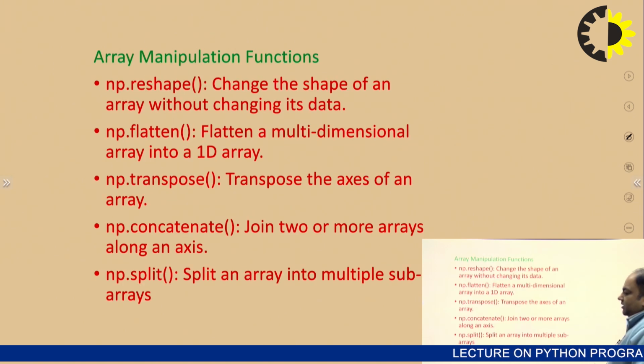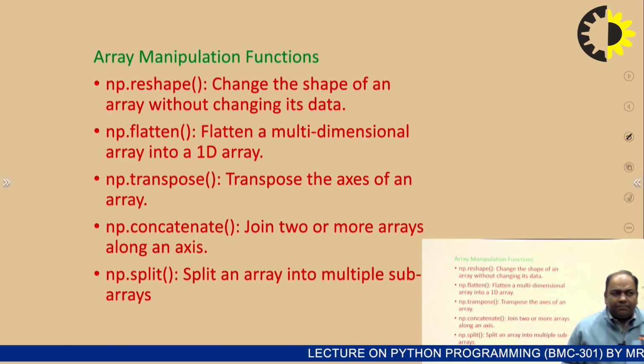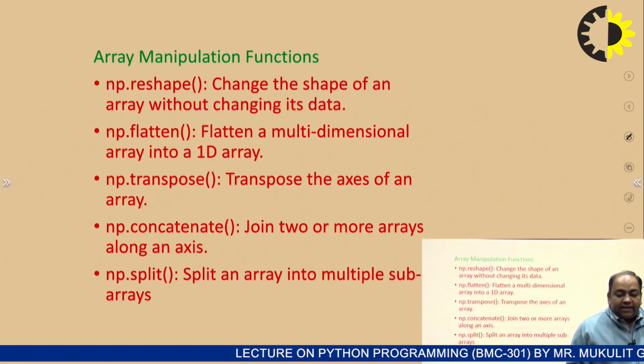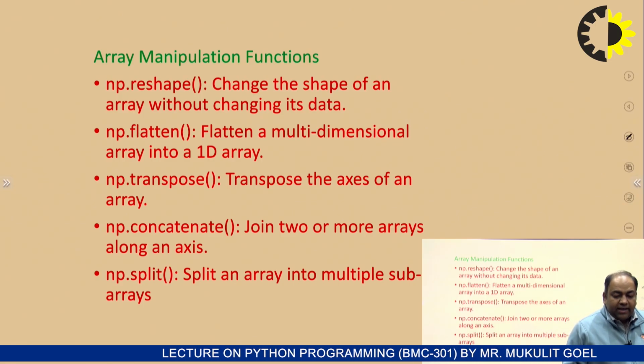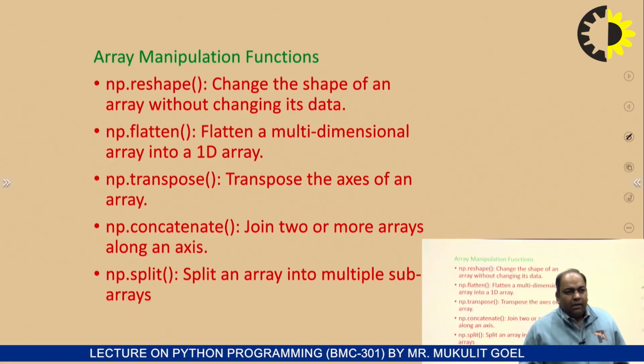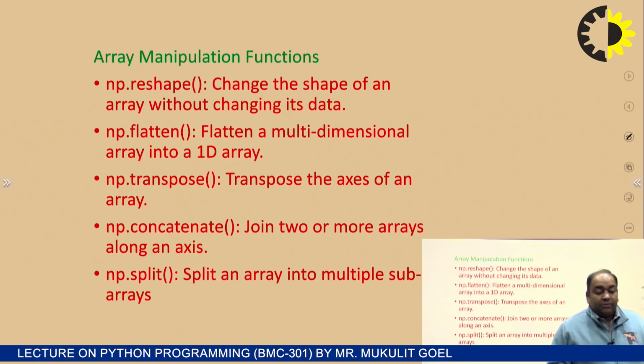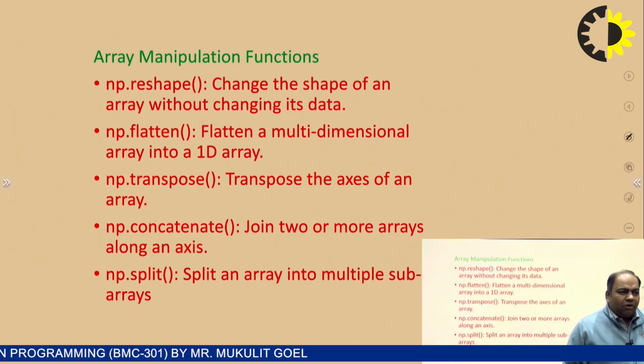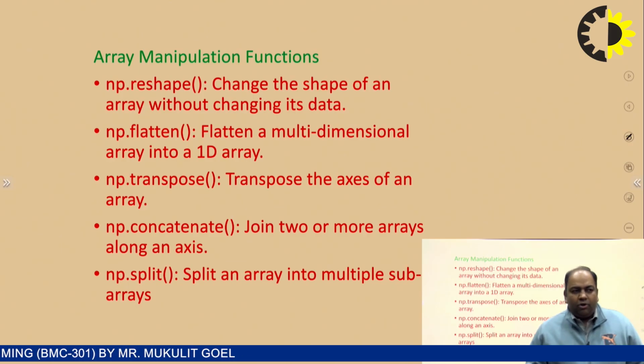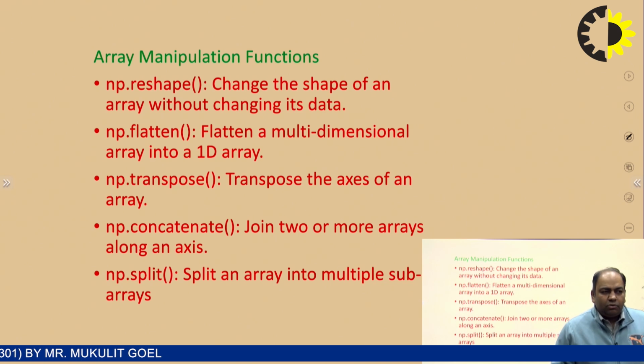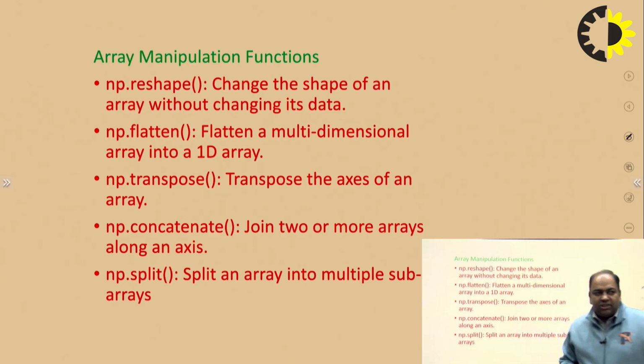Now for array manipulation, if we want to reshape our array, we use np.reshape. If we want to flatten our multi-dimensional array into a 1D array, we use flatten. For transposing the axes, we use np.transpose. For concatenating, we use np.concatenate, and for splitting, we use np.split. So these are simple array manipulation functions which we can use directly by name.